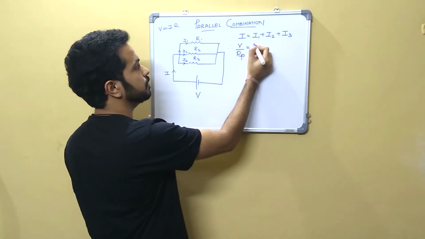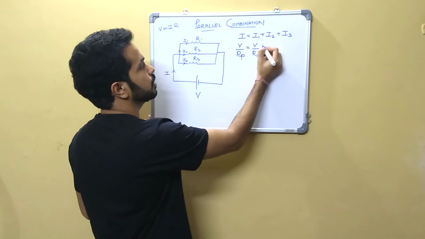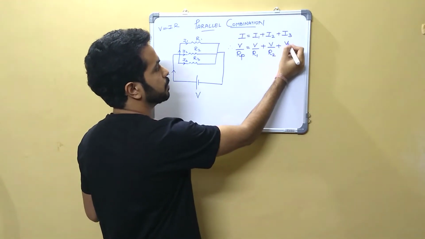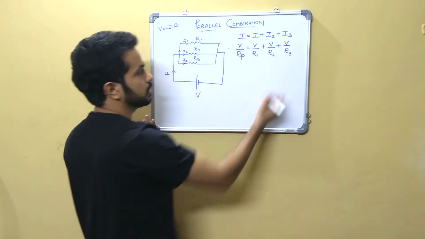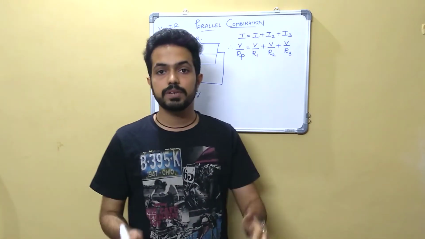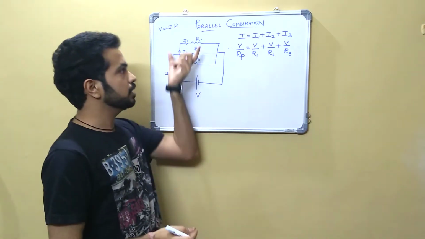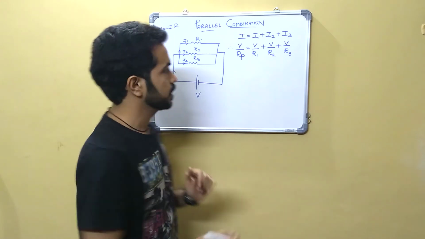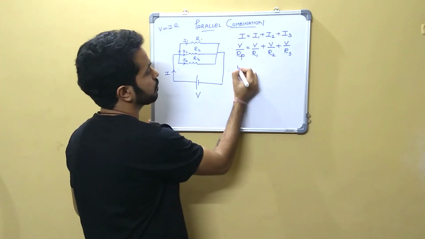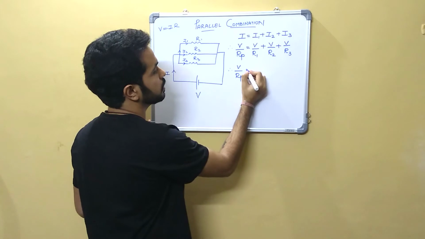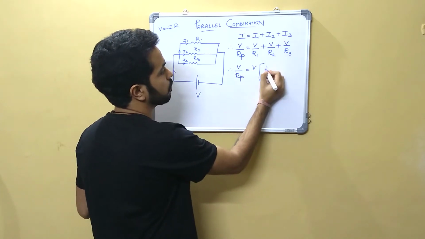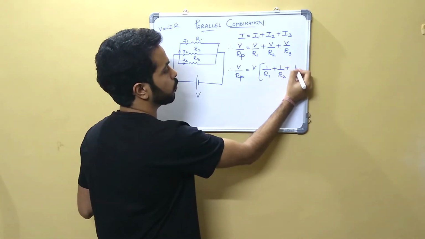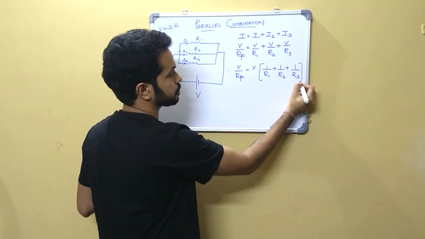So I1 similarly will be V upon R1, plus I2 will be V upon R2, plus I3 will be V upon R3. Now you might be wondering why I haven't written V1, V2 and V3. In parallel combination, the potential drop across the three resistors is always the same. So from here I can say V upon Rp is equal to V, I can take common, 1 upon R1 plus 1 upon R2 plus 1 upon R3.